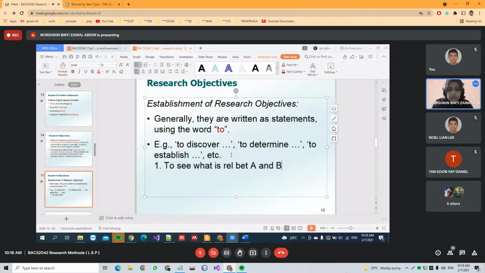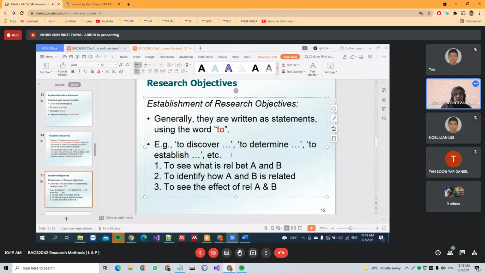B, to identify how A and B are related. Number three, to see the effect of relationship A. This is the example that I can think of for the research objective. So basically it will start with "to". So that's how you're going to write your research objective.